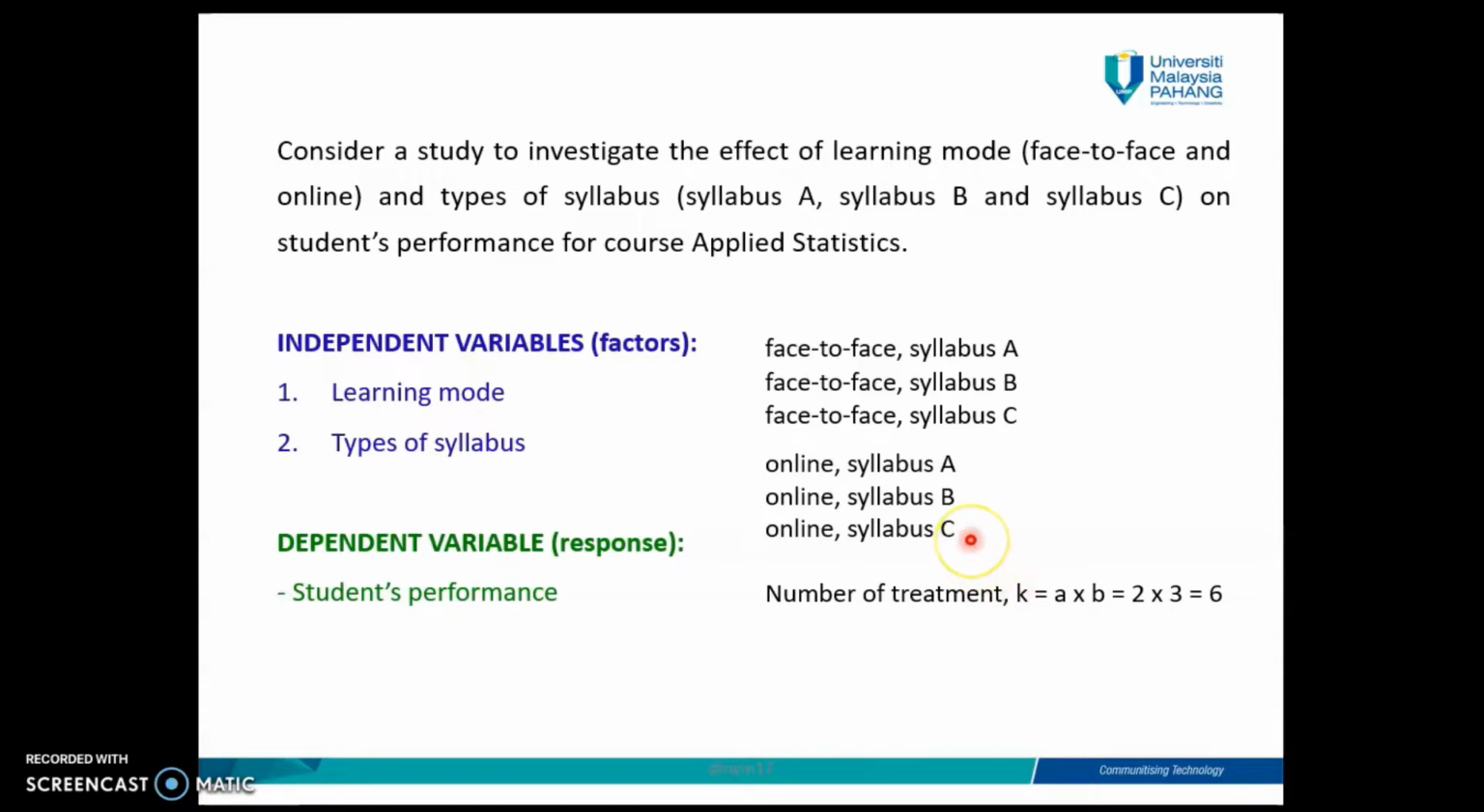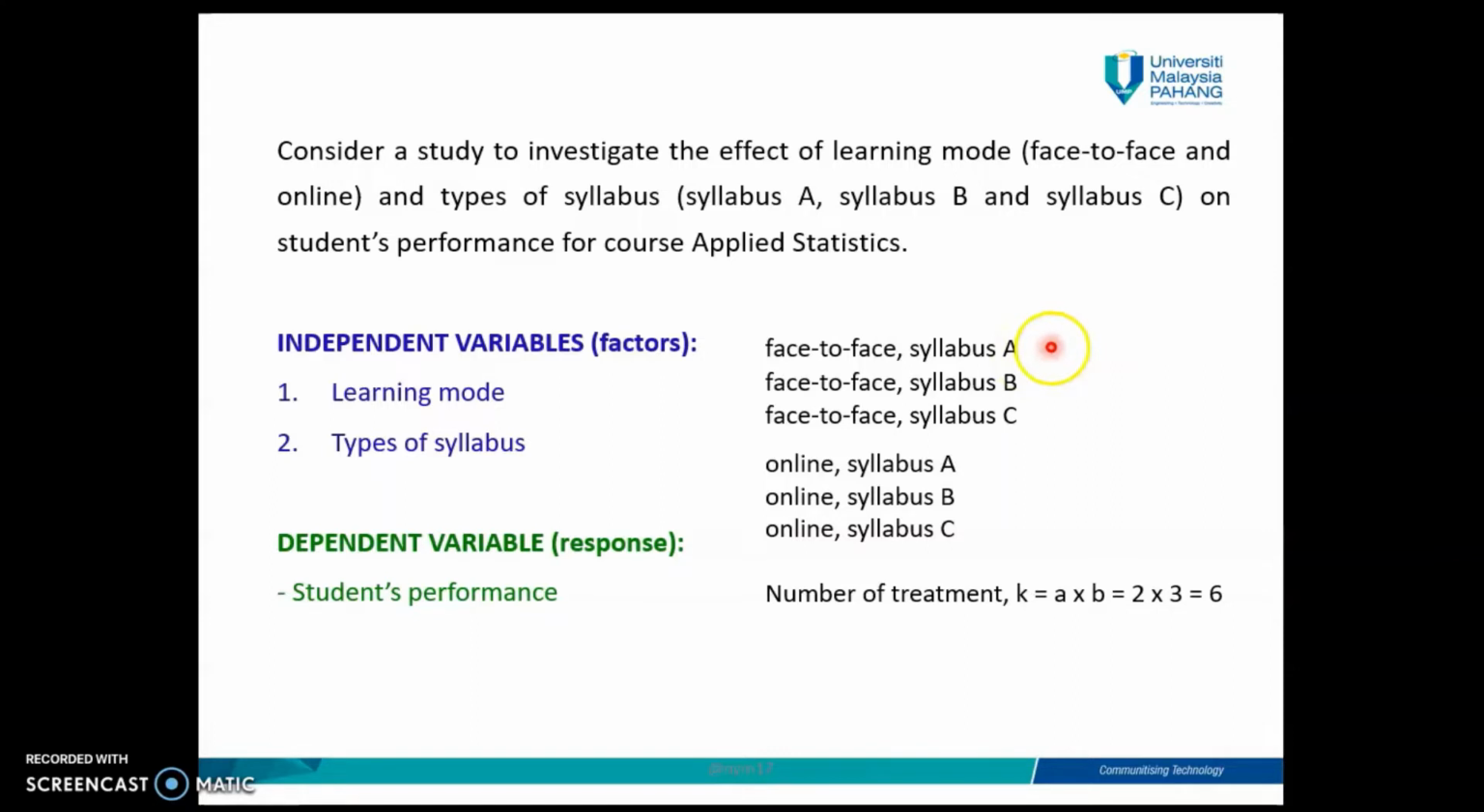So you need to conduct 6 experiments with these 6 conditions. And in each experiment you need to record at least 2 data. So maybe you will select at least 2 students for this treatment, 2 students for this treatment. It doesn't matter if 2 or 3, but at least 2.